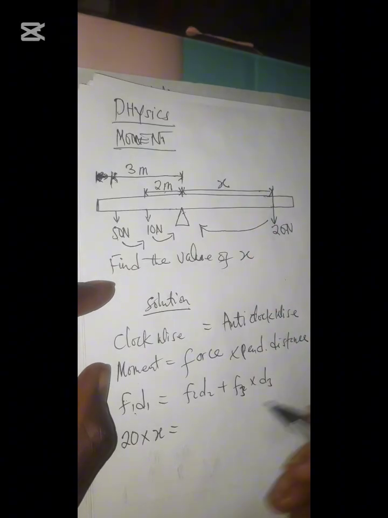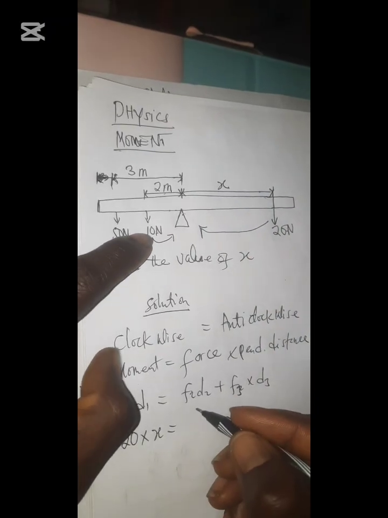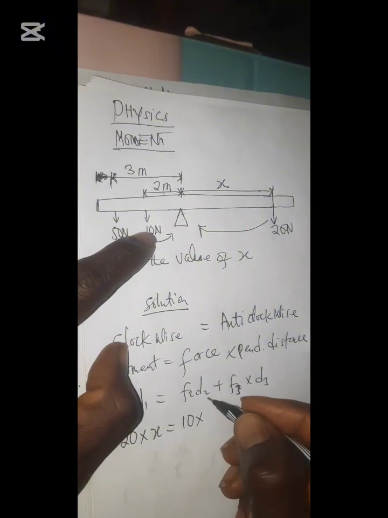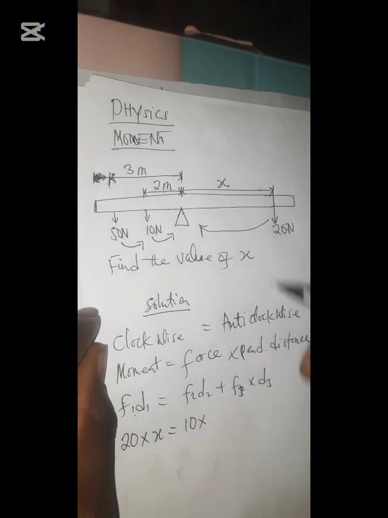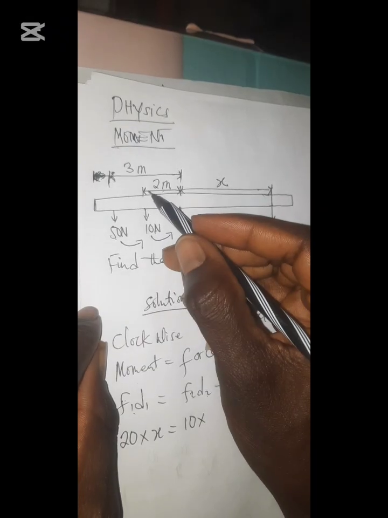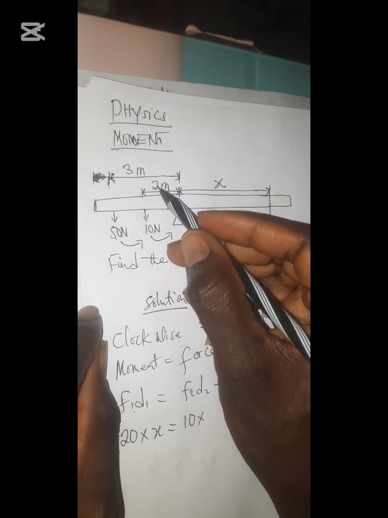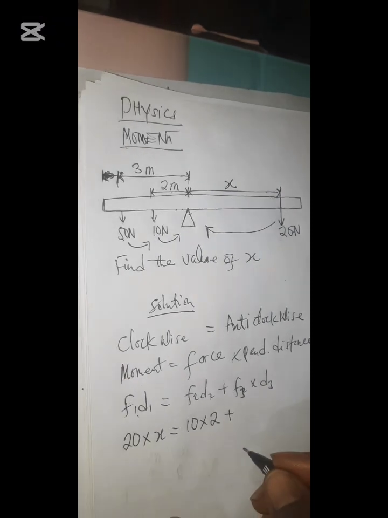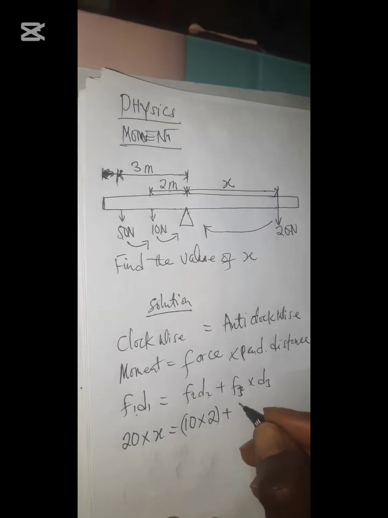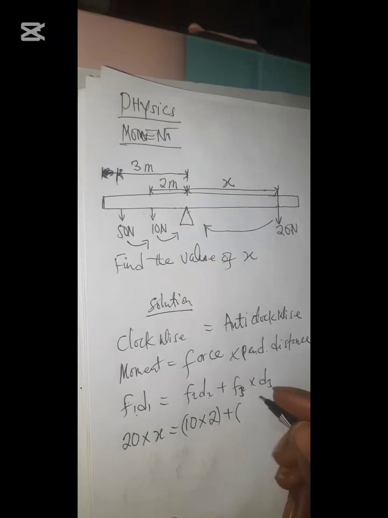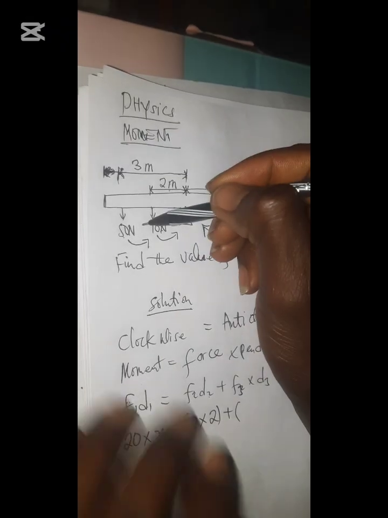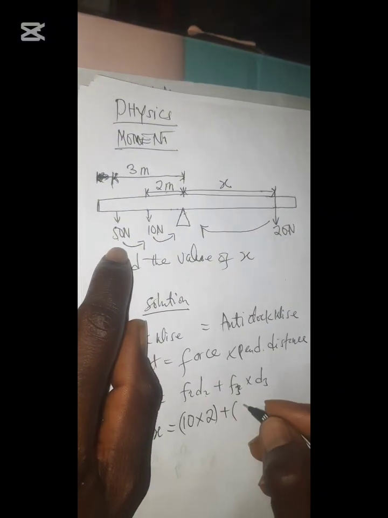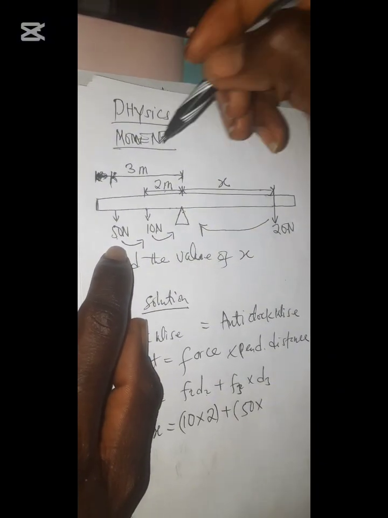So F2, the second force, is 10 times its perpendicular distance. From this 10 Newton to the pivot is how many meters? It is 2 meters. So the distance there is 2. Plus, we can put this in brackets and put this one in brackets again. F3, the third force, is 50 times its perpendicular distance.